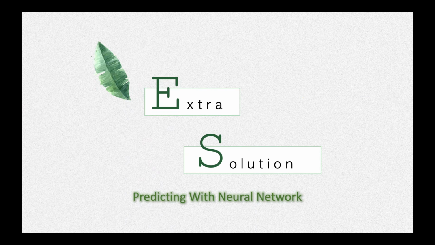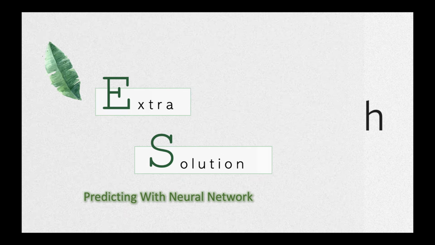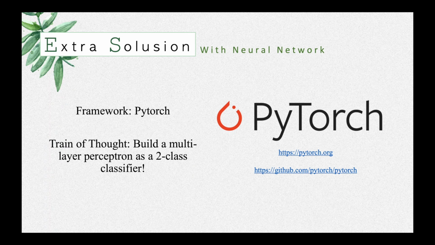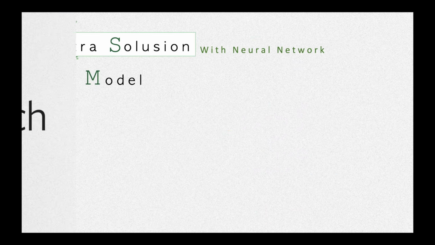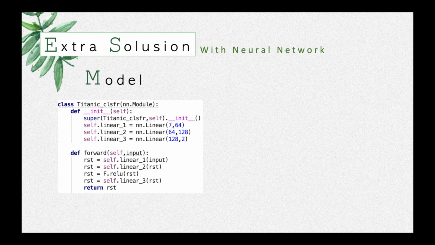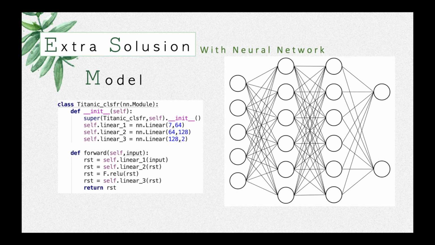Besides, we employed another method to solve this problem, predicting with neural network. We use the well-known machine learning framework, PyTorch, to do this. Our target is to train a 2-class classifier, so let's focus on the model. As there are 7 attributes that are either numeric or can be easily encoded to numbers, we intuitively constructed it with 3 linear layers, which maps the 7 attributes, that is 7 dimensions to 64, then 128, and finally 2 dimensions, yes or no. On the right, there is a graph indicating the relation of layers.